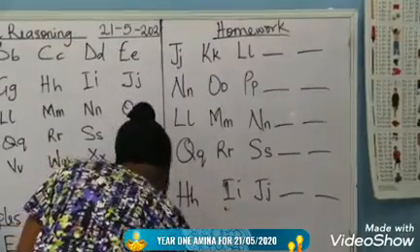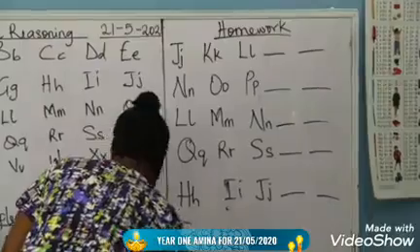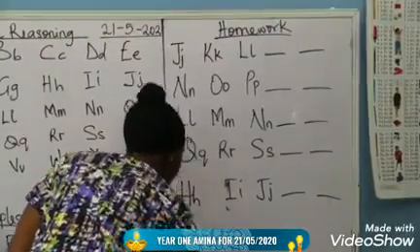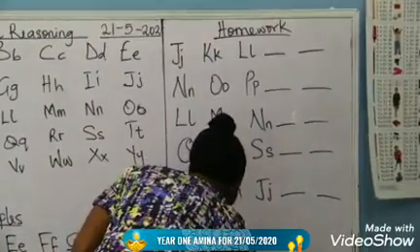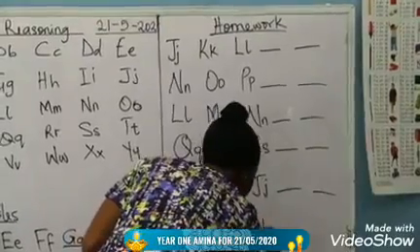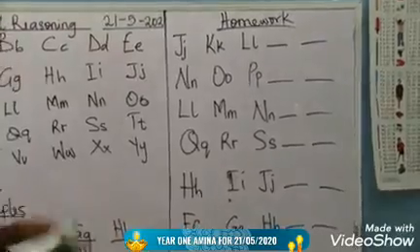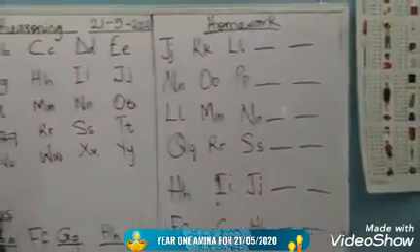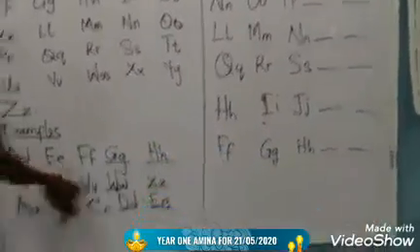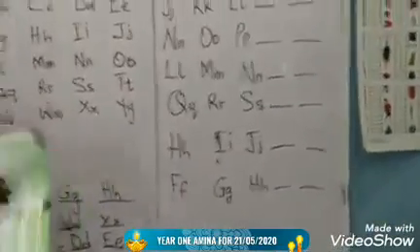Then let's do this last one. Capital letter F, small letter F, capital letter G, small letter G, capital letter H, small letter H. Alright, the assignment is very simple. Use this format to do your own. Thank you.